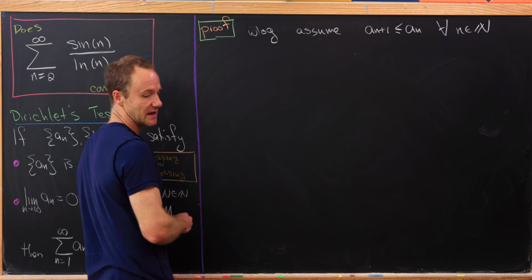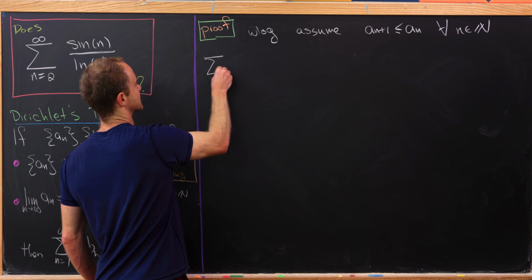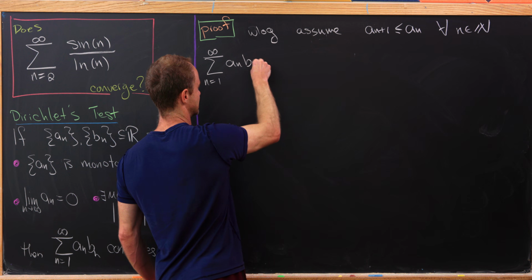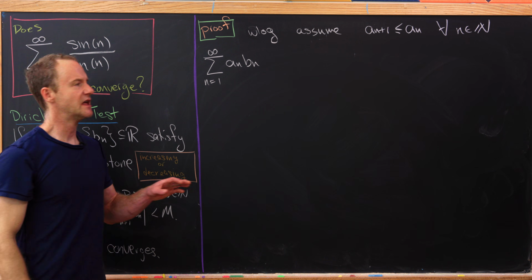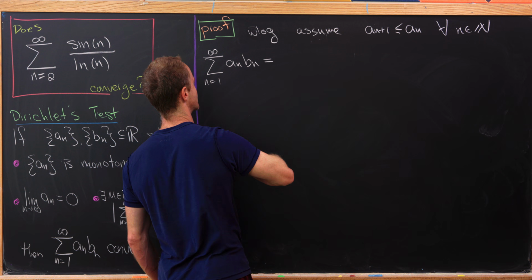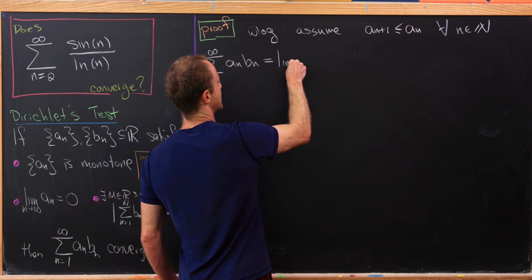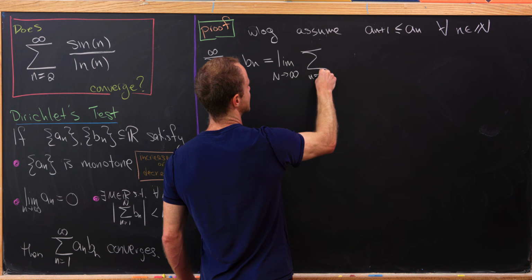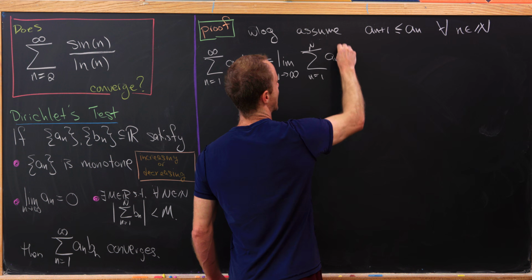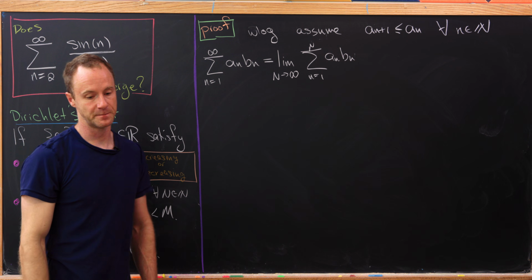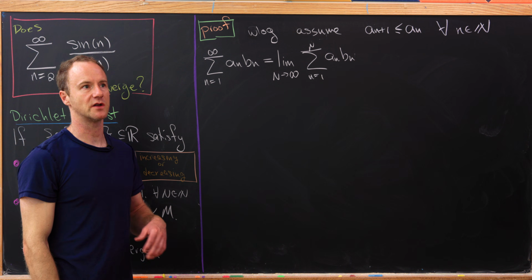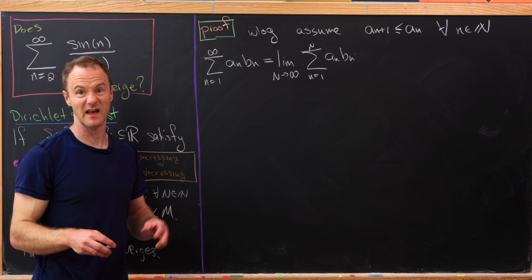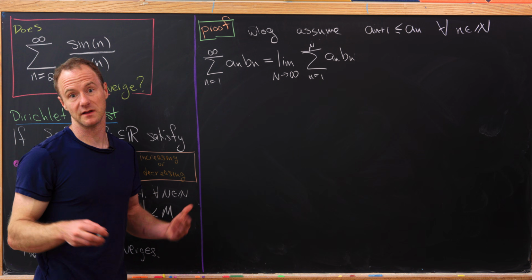Okay, nice. And now let's jump straight into our series. So we've got the sum as n goes from 1 to infinity of a sub n times b sub n. And then we're going to write this as a limit of partial sums. So this is going to be the limit as capital N goes to infinity of the sum as n goes from 1 to capital N of a sub n times b sub n. But now from here we're going to use something called summation by parts. I actually proved that on the channel a long time ago. If you can find that video, maybe post the title in the comments.